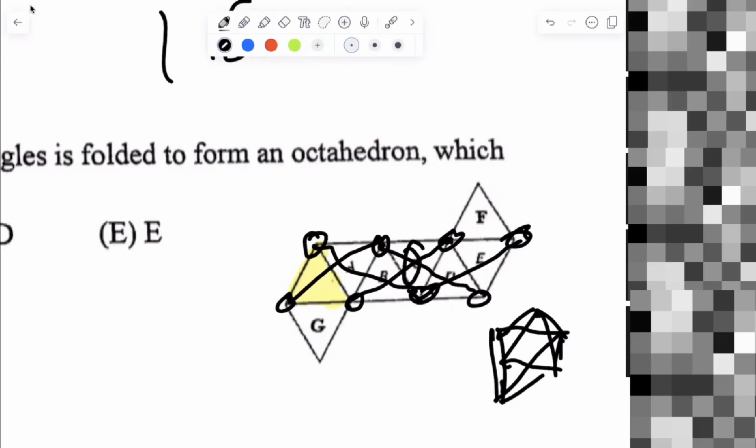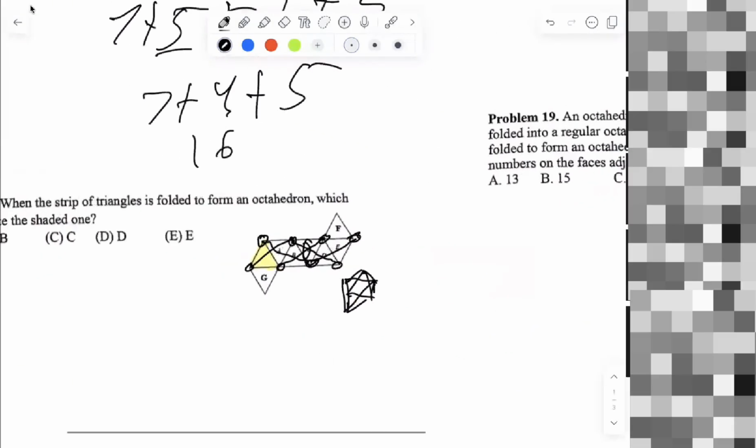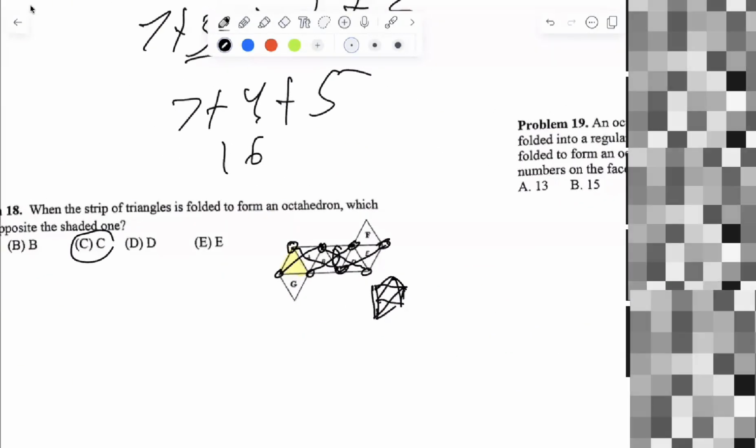All right, if there are no questions, then let's move on. The answer to this question is just C.